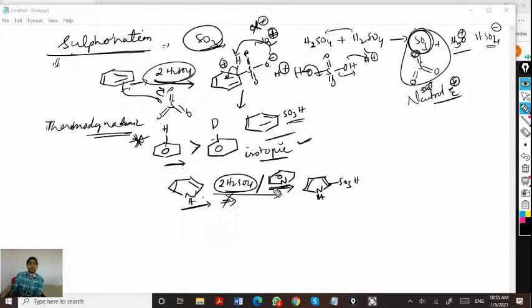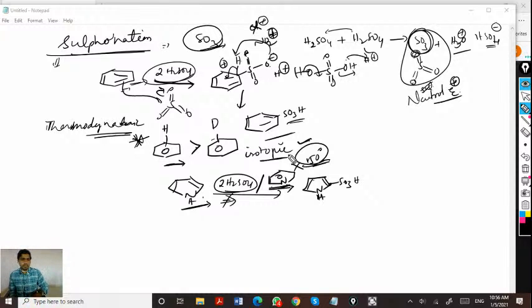But why not pyridine? If I use it, will it sulfonate on its own? It will not happen, because pyridine sulfonation happens at high temperatures. It requires a minimum of 150 degrees centigrade. So pyridine is used as a supporting agent, which decreases the acidity of the sulfuric acid.